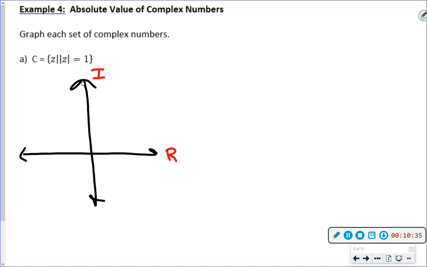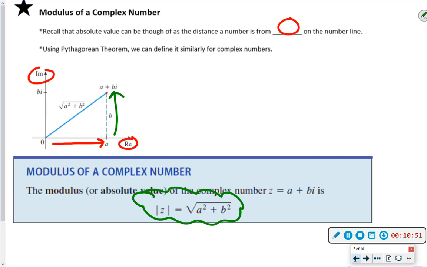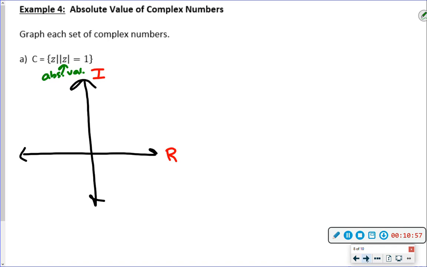Now, remember, when it has that absolute value, this is the connection, what we have to remember for me to draw this. Remember, the absolute value of your complex number is, of course, the hypotenuse on a right triangle. Now, for ours, it says that hypotenuse equals 1. That's kind of vague, but kind of not.